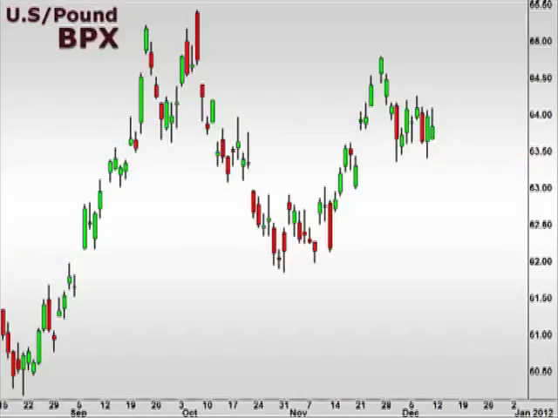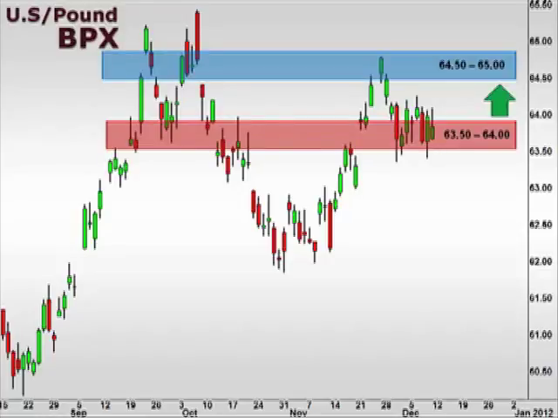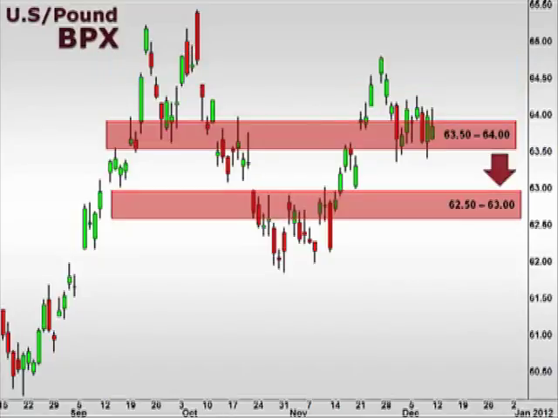Let's take a look at the US dollar versus the pound, as seen here in the ISE FX Options pair value BPX. Well, the BPX sits on the 63.5-64 support level. Any bounce higher is likely to meet resistance at 65. A break below 63.5 should signal a continuation lower, with 63 as the next logical support zone.